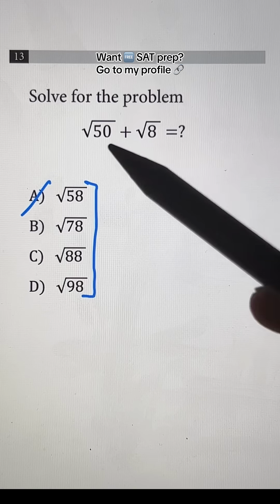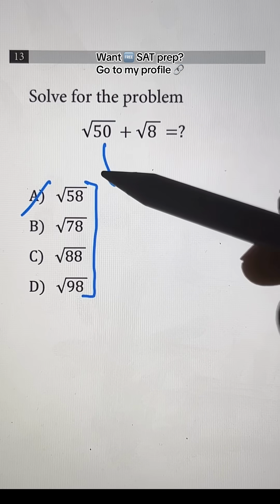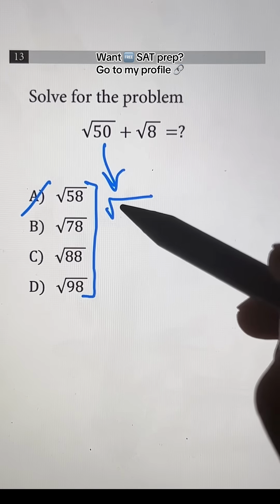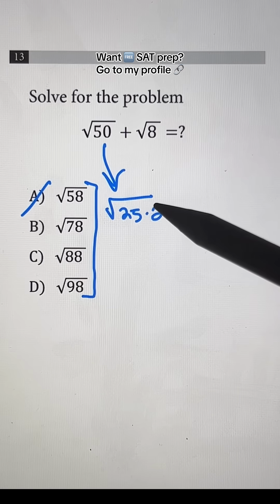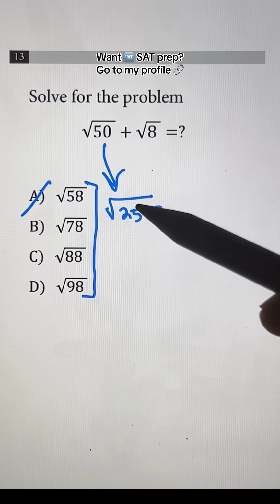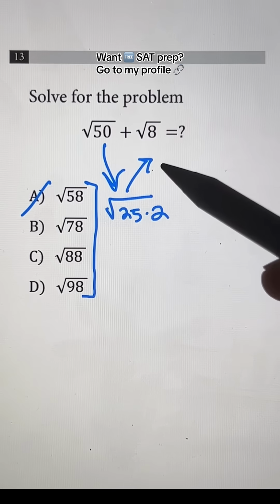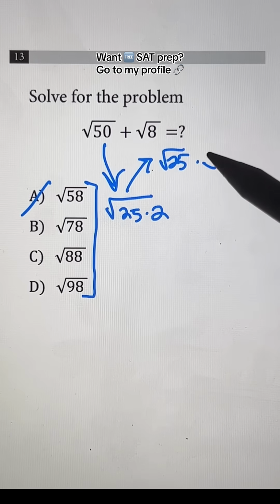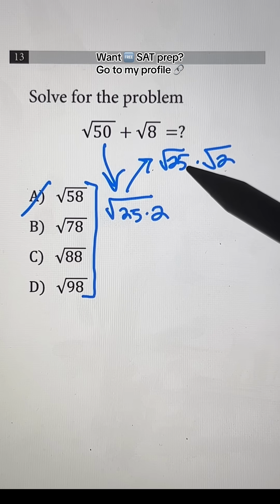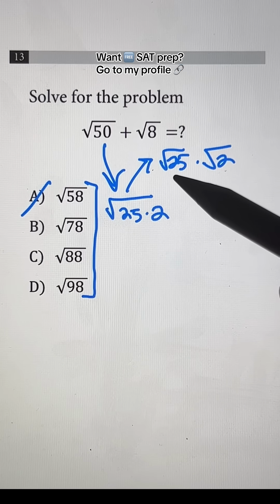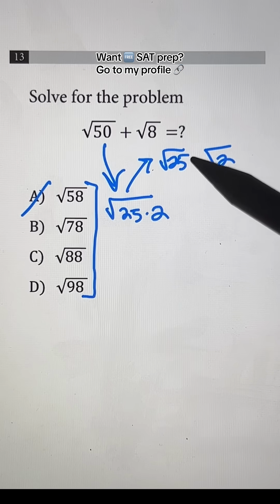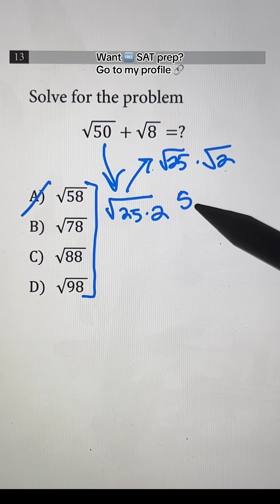Now, the second thing we want to do is break these down. So we can rewrite the square root of 50 as the square root of 25 times 2. And with square roots, we can actually separate them. So the square root of 25 times 2, we can rewrite as the square root of 25 times the square root of 2. Now, the square root of a number just means what number multiplied by itself is going to equal the number inside. So what number multiplied by itself is going to give us 25? That's going to be 5. There's no square root for 2, so we just write that right next to it.